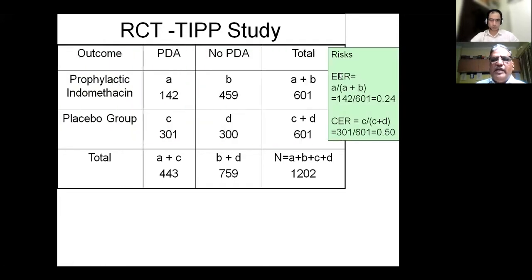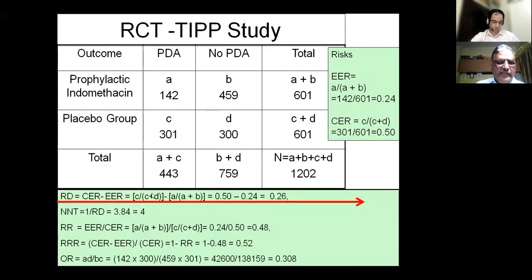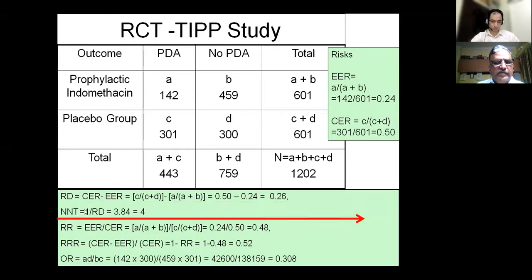So the experimental event rate is 142 divided by 601, that is 0.24. And here it is 301 divided by 601, that is 0.5. So the risk difference between these two, 0.50 minus 0.24, is 0.26. Number needed to treat calculated from this risk difference, 1 divided by 0.26, is approximately 3.84, and you round it to 4. So you would say that if I treat 4 subjects with prophylactic indomethacin, I would prevent 1 symptomatic PDA.